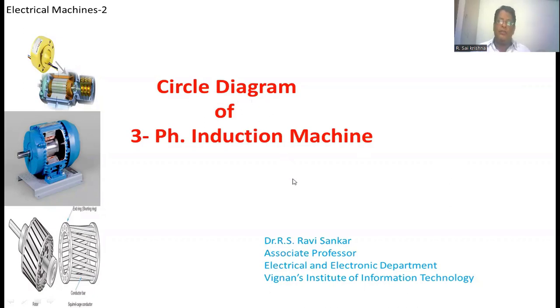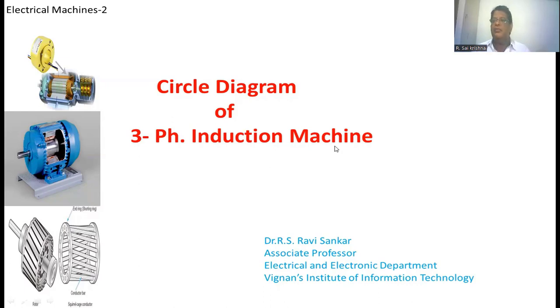If you find the locus of the stator current of an induction motor by varying the load on the induction motor, it becomes a half circle. In the same manner, if you find the locus for an induction generator by varying the load on the generator, it gives the remaining half circle. Half circle for the induction motor, half circle for the induction generator. If we combine these, it gives the circle diagram for the induction machine. From the circle diagram also we can find the performance parameters of the induction motor as well as the induction generator.